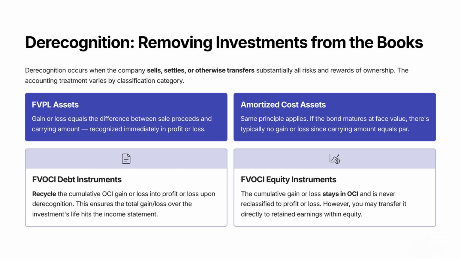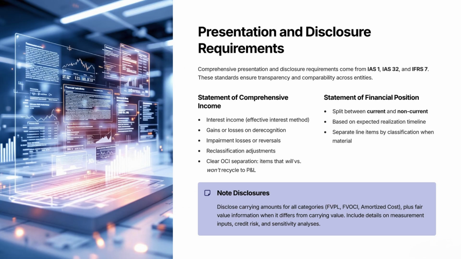For FVOCI assets, treatment depends on the type. Debt instruments recycle the cumulative OCI gain or loss into profit or loss. Equity instruments keep the gain in OCI, but you may transfer it to retained earnings. After derecognition, the final step is to ensure proper presentation and disclosure. Let's go over what IFRS requires.